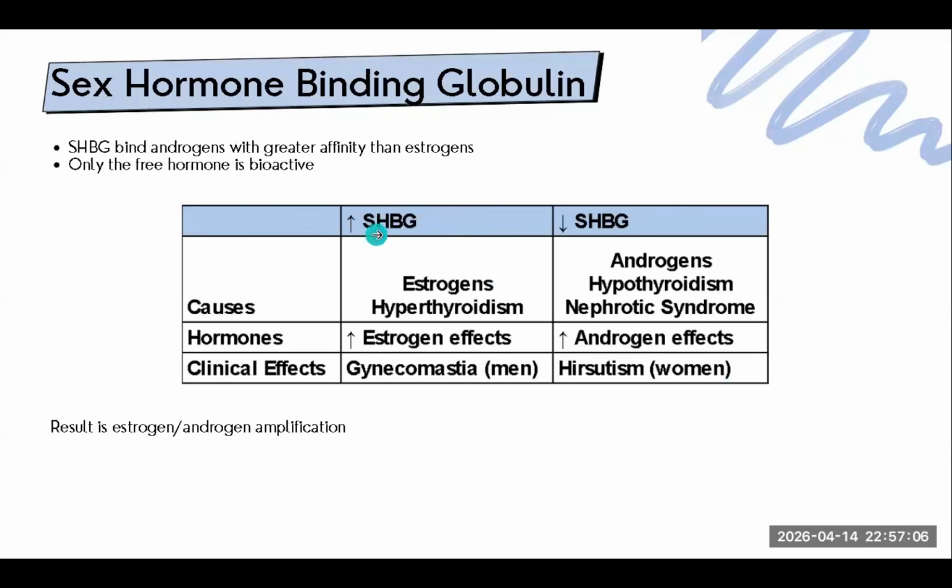Now, in the event we have increased SHBG, we would have increased estrogen effects. Because think about it like this. Increased SHBG means we have more SHBG. This increase in SHBG would bind to testosterone, would bind to androgens with a greater affinity, and they would leave out the estrogens. And therefore, the ratio of estrogens to androgens would increase, and therefore, we would have increased estrogen effects.